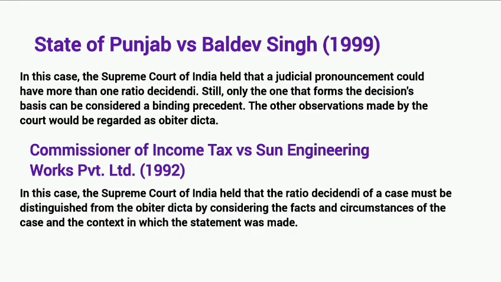They may, however, influence future judicial decisions and legal developments. In the case State of Punjab versus Baldev Singh 1999, the Supreme Court of India held that a judicial pronouncement could have more than one ratio decidendi. Still, only the one that forms the decision's basis can be considered a binding precedent. The other observations made by the court would be regarded as obiter dicta.